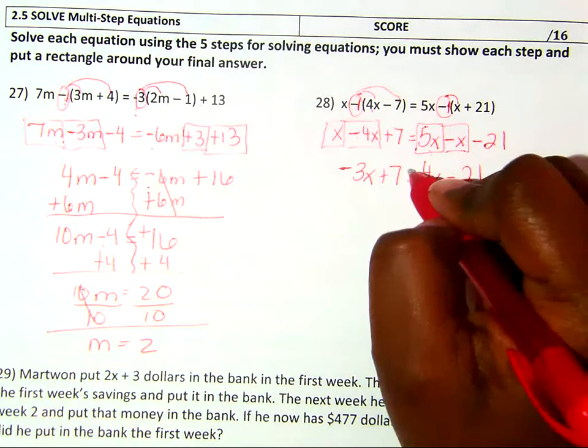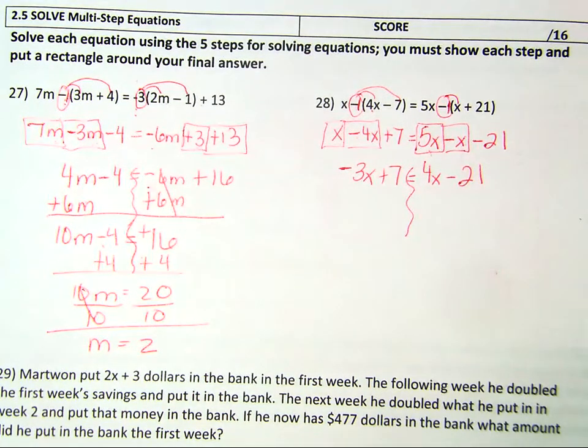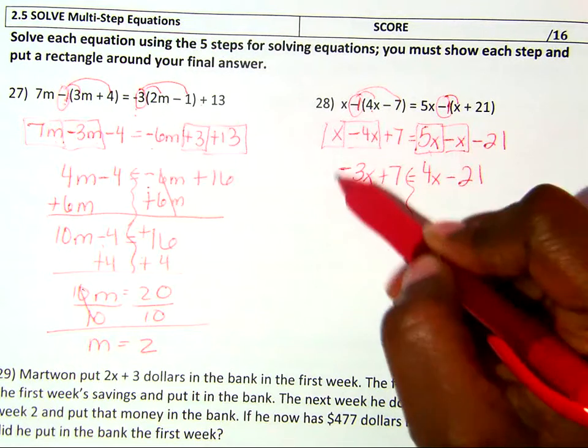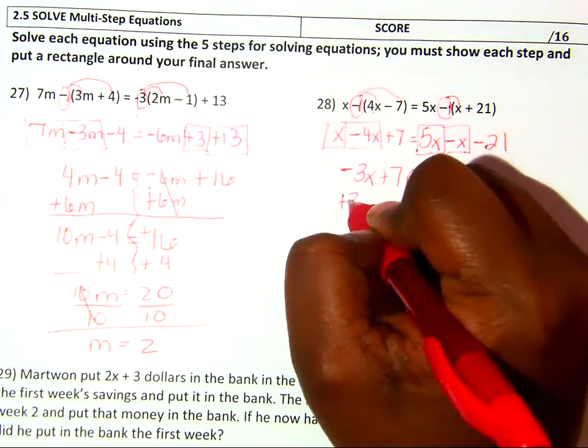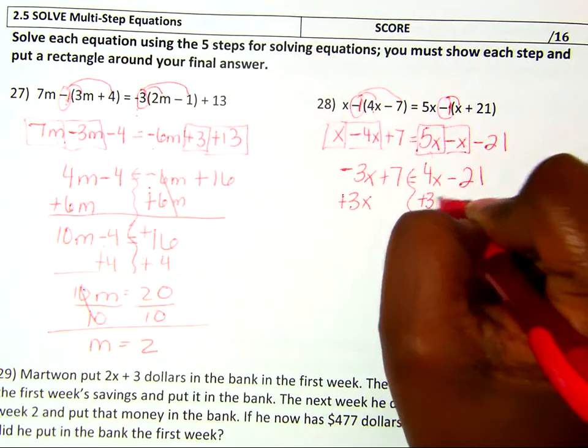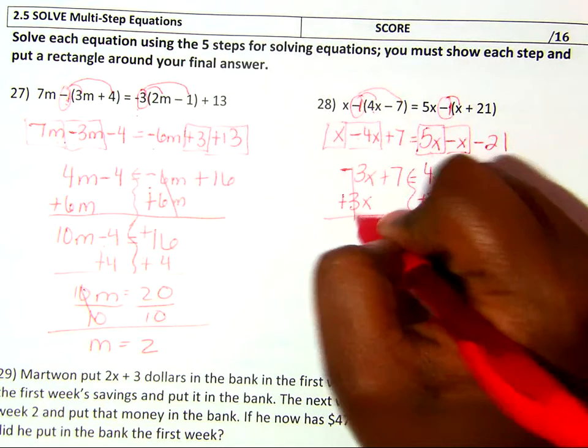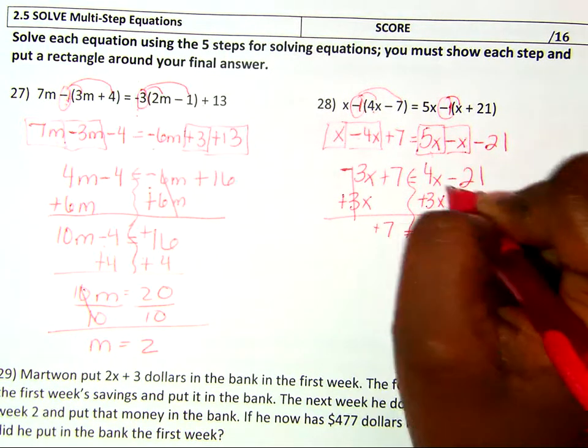I have this -3x. The opposite is plus 3x. What I do to one side, I have to do to the other. These cancel. Plus 7 is left. 4x plus 3x is 7x. Minus 21 comes straight down.